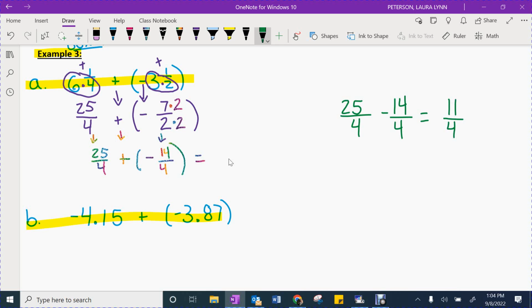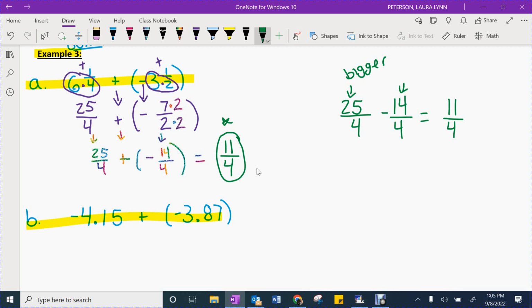Well, is my answer positive or negative? Well, what number is actually bigger, 25 or 14? Well, 25 is bigger, so we have a positive 11/4. Again, I personally prefer you to keep your fractions as improper, so I would really like to keep it this way. But you can write it as a mixed number if you'd like.